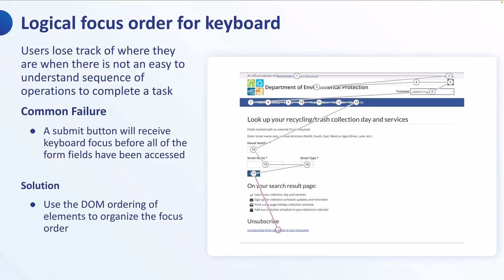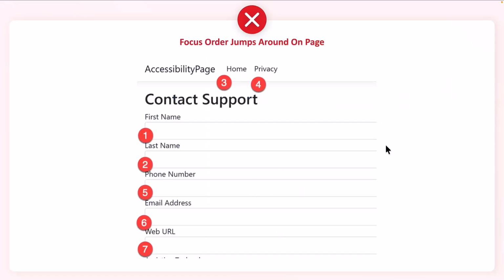All form fields should be accessible before the Submit button, and navigation should flow consistently from top to bottom and left to right, unless there's a clear intentional reason to do otherwise. For example, moving from first name to last name, and then jumping up to home and privacy, and then moving down, skipping over fields to phone number, email address, and web URL. You can see this is not a logical order.